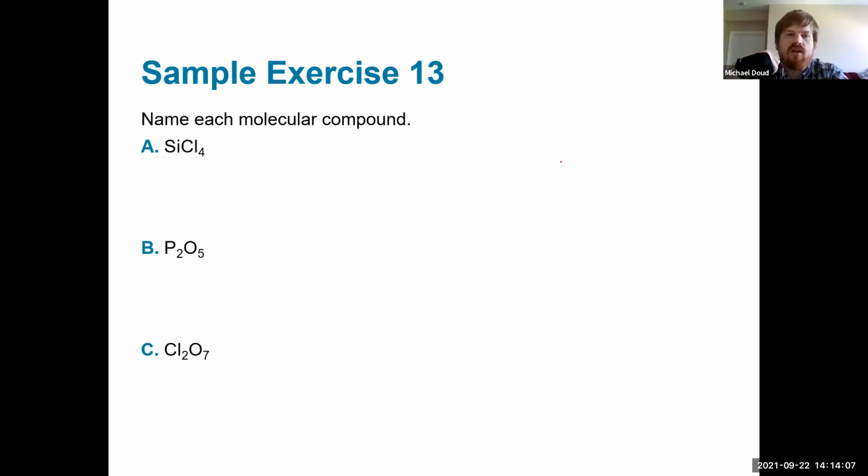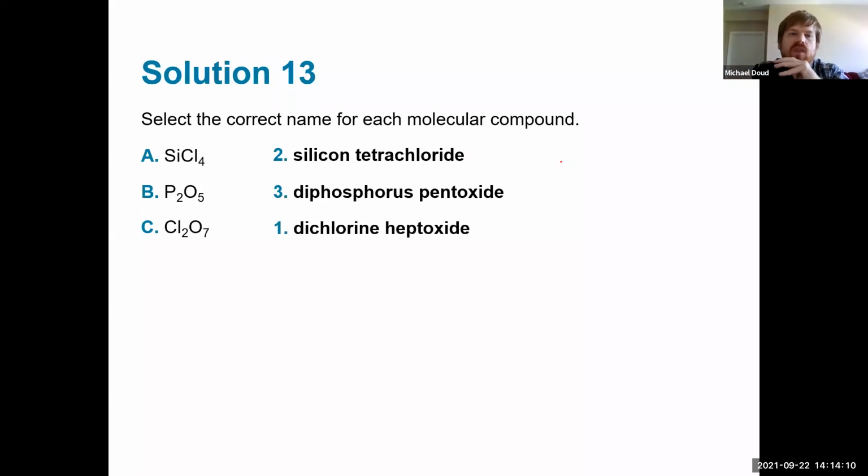Okay, let's say that we're back here. So we have A, SiCl4. SiCl4 has 1 silicon, so silicon first. Chlorine is the second element, that's chloride, and we have 4 of those. So it becomes silicon tetrachloride. Next up, P2O5. P is phosphorus, O is oxygen. Oxygen is the second element, so that becomes oxide. We have 2 phosphoruses, so diphosphorus with 5 oxygens, pentoxide, diphosphorus pentoxide. Finally, Cl2O7. We have 2 chlorines in the first spot, so that's dichlorine. We have 7 oxygens in the second spot, that becomes heptoxide.